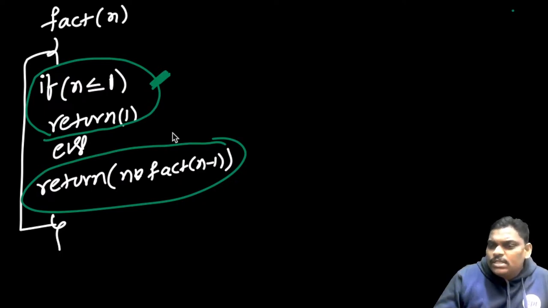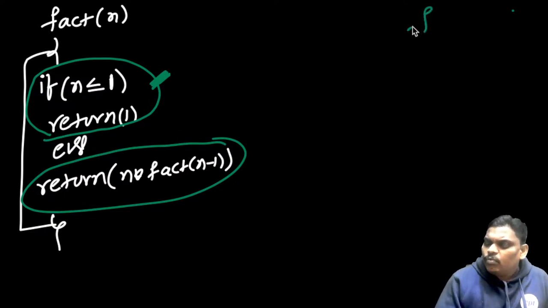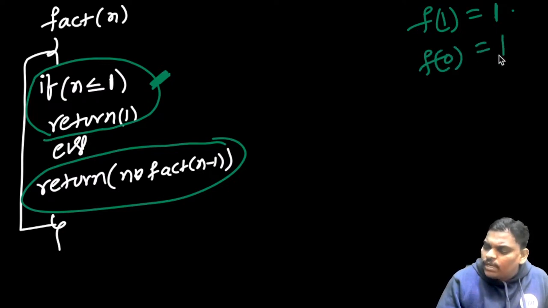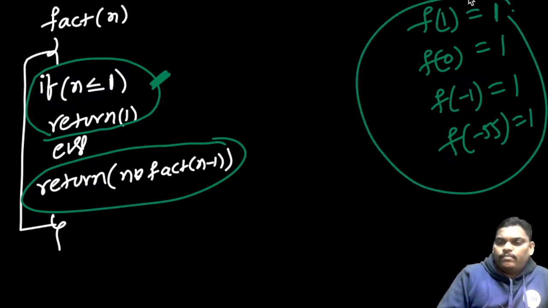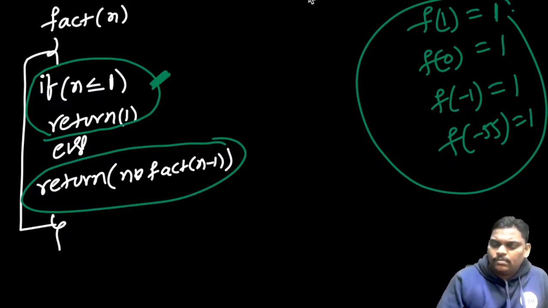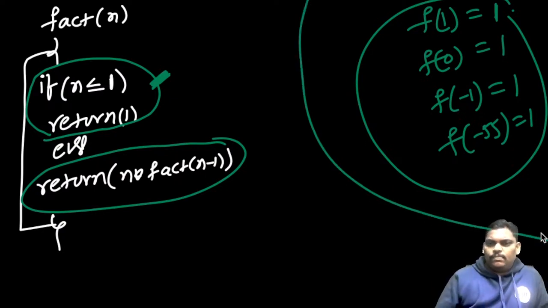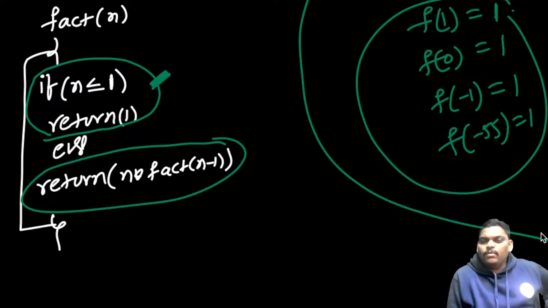Someone is asking, why not n is equal to 1? Remember, if someone asks me what is the factorial of 1, then 1. Factorial of 0, then also 1. Factorial of minus 1, also 1. Factorial of minus 55, also 1. That is the reason. Yeah, perfect.